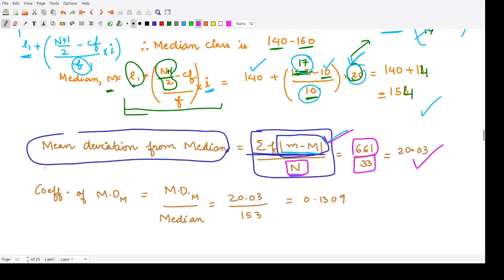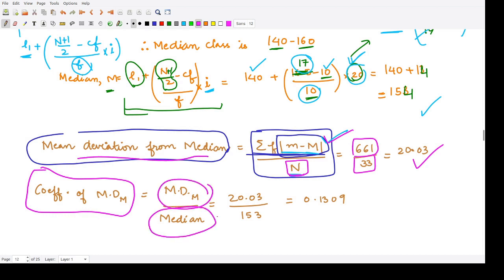Next is the coefficient of mean deviation about median. This is obtained by dividing the mean deviation from median by the corresponding median. The median we calculated was 154 and mean deviation about median is this quantity, 20.03. So from here you get this value, right?